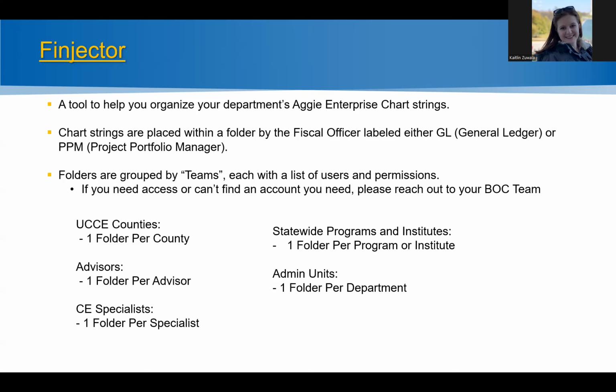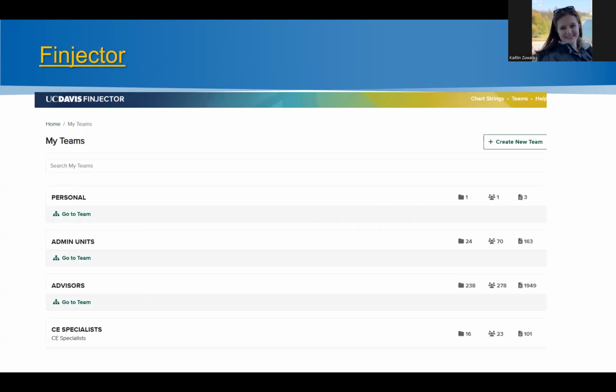So there's one folder per county, one folder per advisor, one folder per CE specialist, one folder per program or institute within Sweeper, and one folder per department in our admin units. Here's an example of a homepage for Finjector. Any one person may not have all of these teams, but you should have access to the teams that you need to do your job.